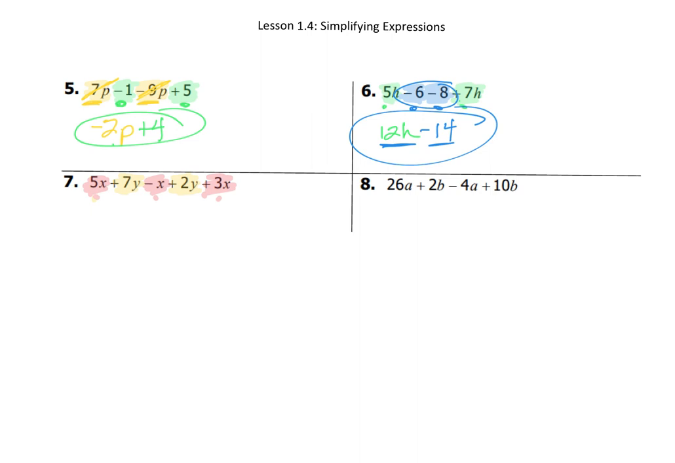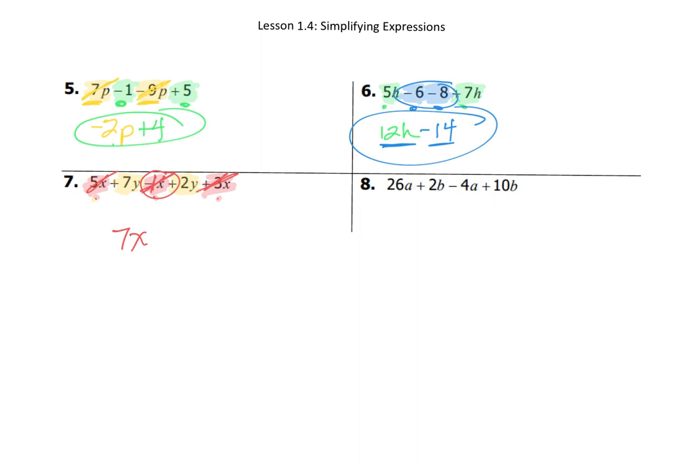What is the coefficient of this negative x? If it doesn't have a number, it's a 1 in there. That's a negative 1. So we have 5 minus 1 is 4 plus 3 is 7 x's. Okay, we've used up all of our x's. You can cross them off.